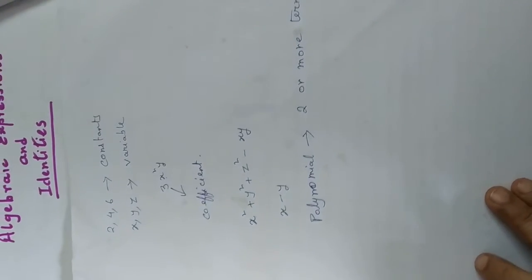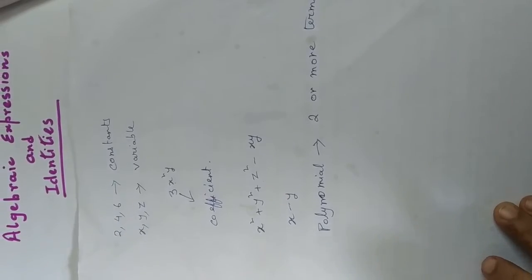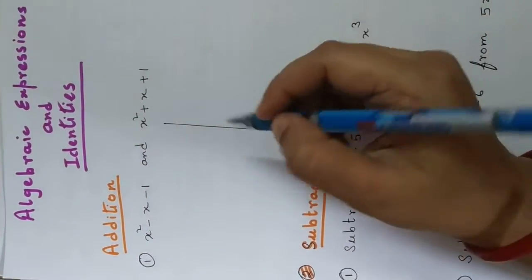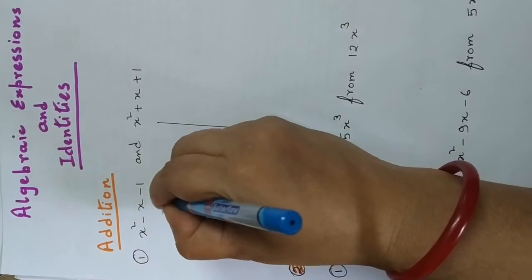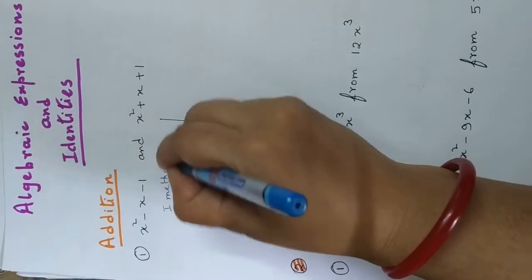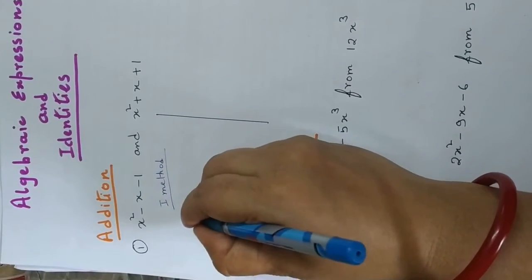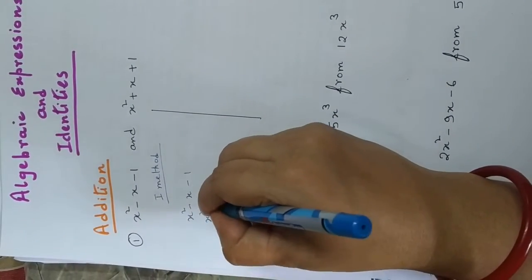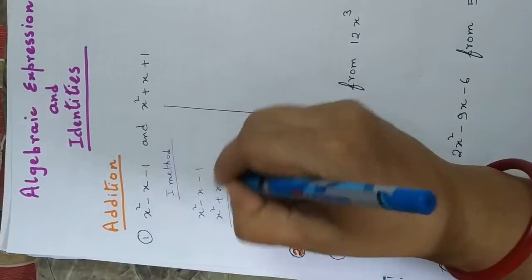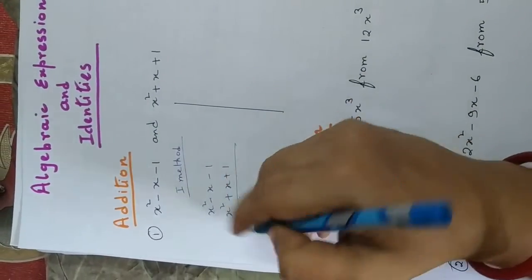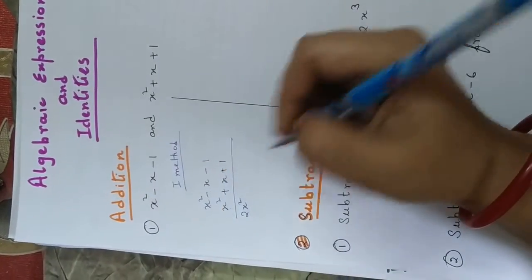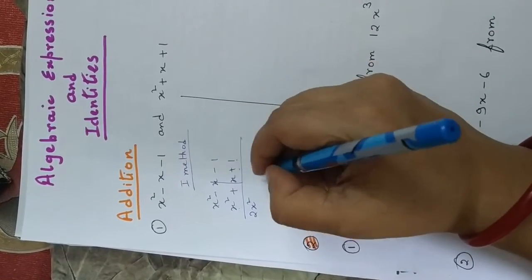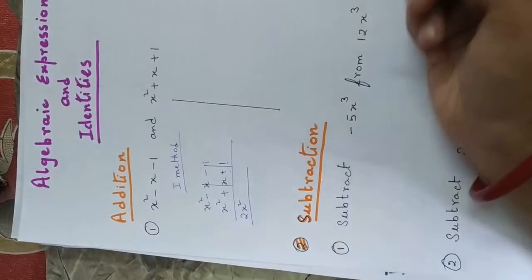Now we are operating on algebraic expressions: addition, subtraction and multiplication. So how will you add these two expressions? There are two methods. First method, vertical method. x square minus x minus 1. So just write the other expression below it and do the separate calculation. x square plus x square is equal to 2x square. Minus x plus x will get cancelled. Minus 1 plus 1, again it will get cancelled. So the final answer is 2x square.